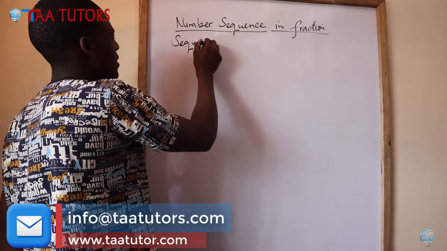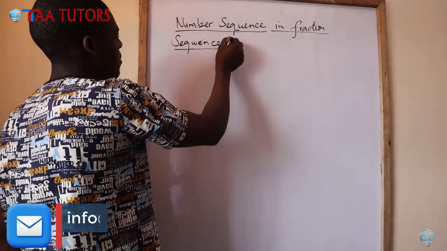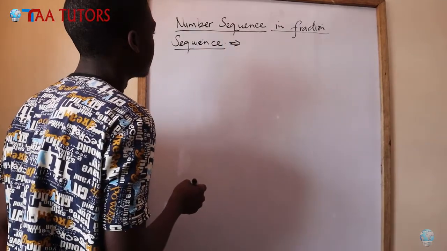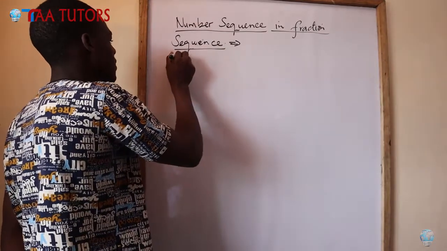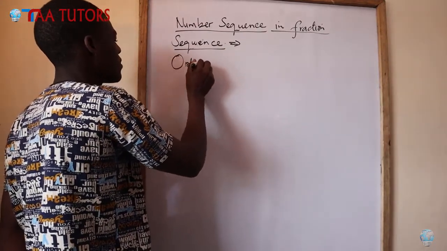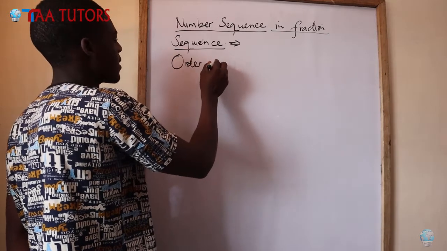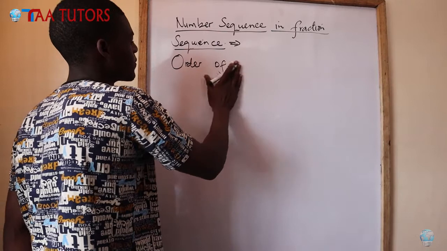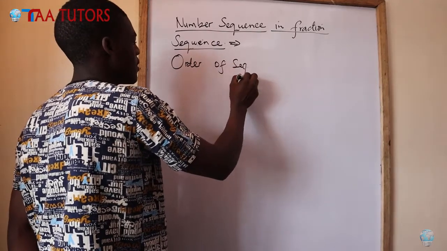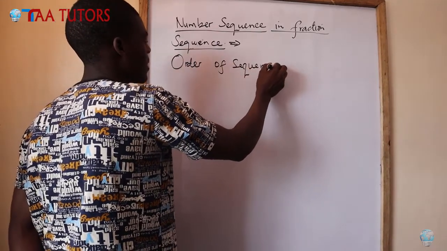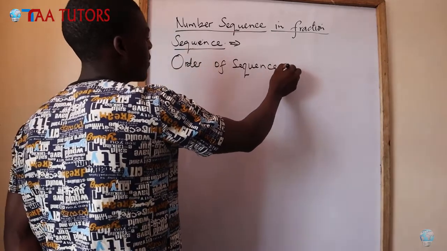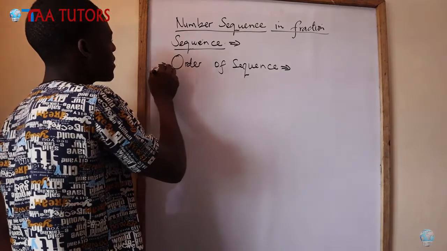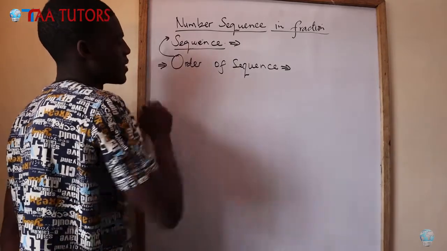We said that a sequence may be numbers written following a certain or a specific order. Apart from sequence, we have to understand the order. These two things are the basics of number sequence. We call it the order of the sequence. This order is what enables us to move from one term of the sequence to the next. So by determining the order of the sequence, we can complete the sequence itself.